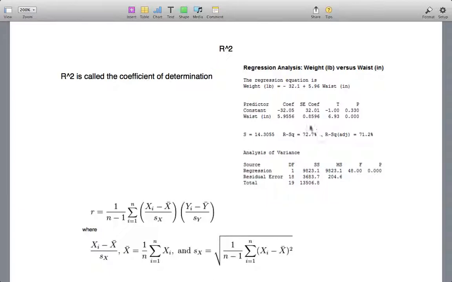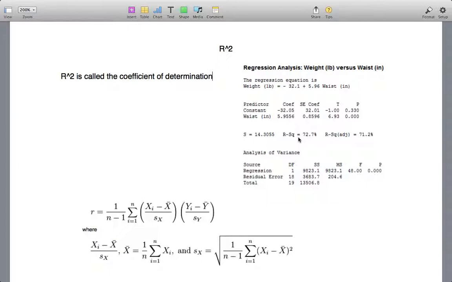And I wanted to talk about why, when you see r-squared, which is just the square of your correlation, you get a fraction or a percentage. And that's pretty key to doing this.